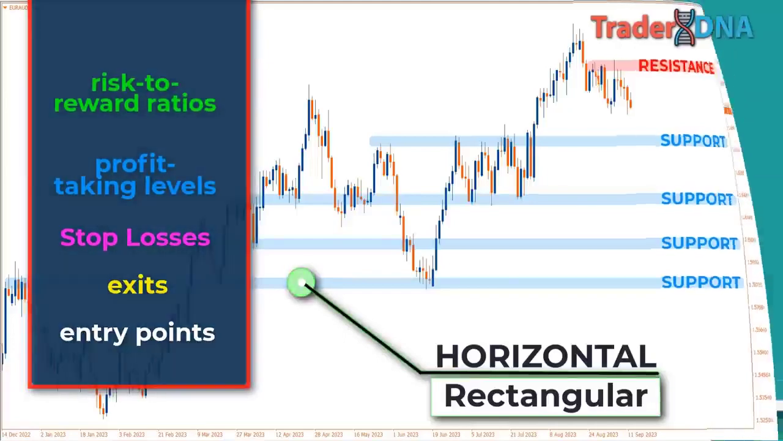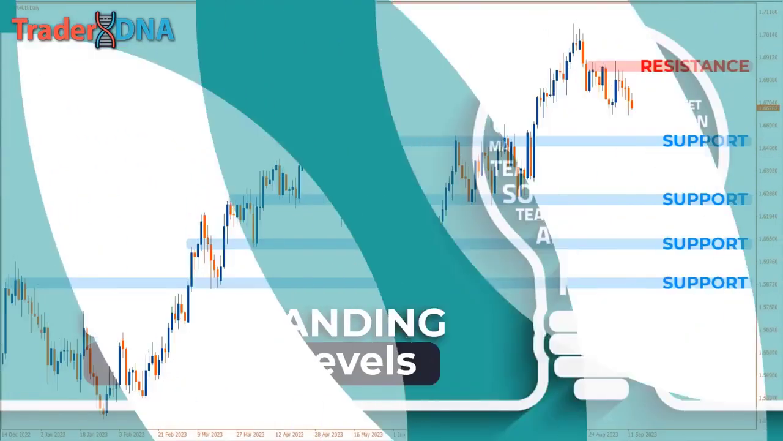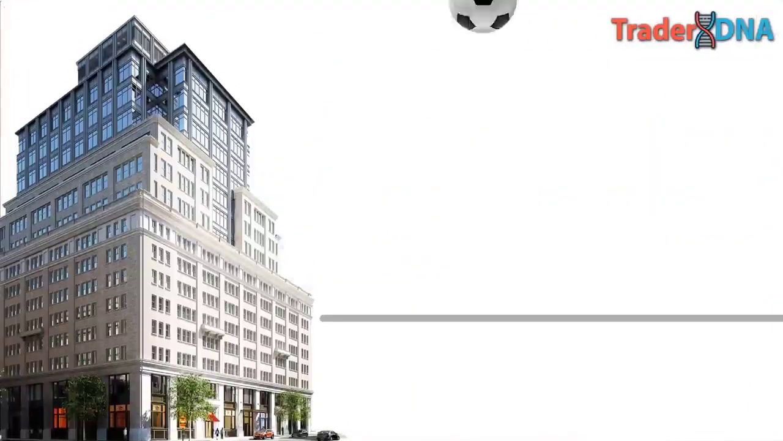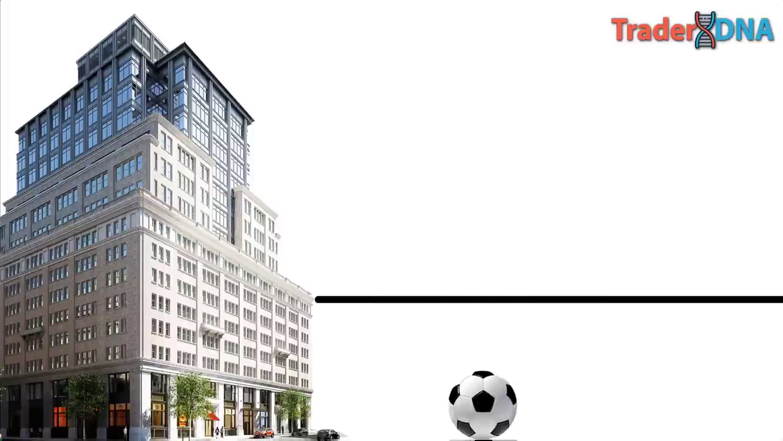Understanding support levels. Support levels represent price areas where an asset struggles to drop below during a specific time period. Think of support like the floors of a building that are difficult for anyone to break through. If a ball falls on that floor, it bounces back up. And if the ball manages to break through the floor, it can freely move down.